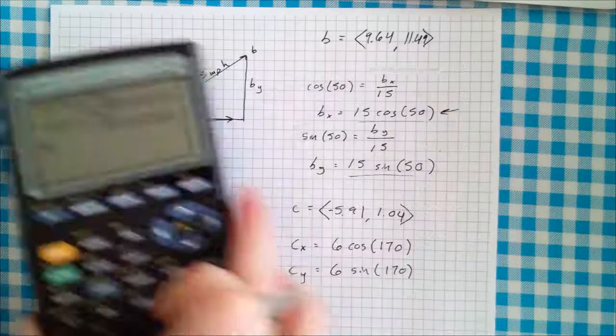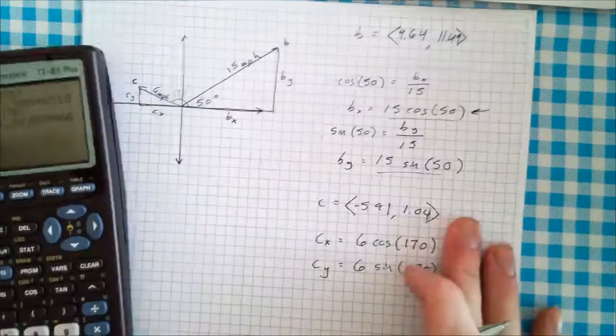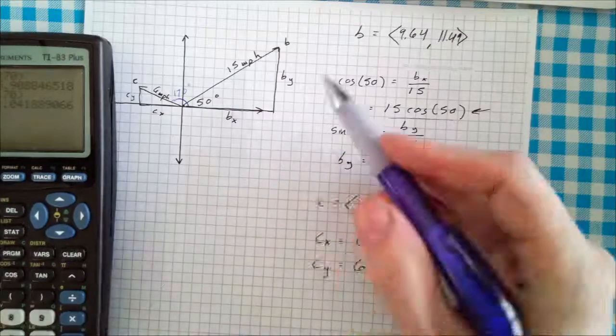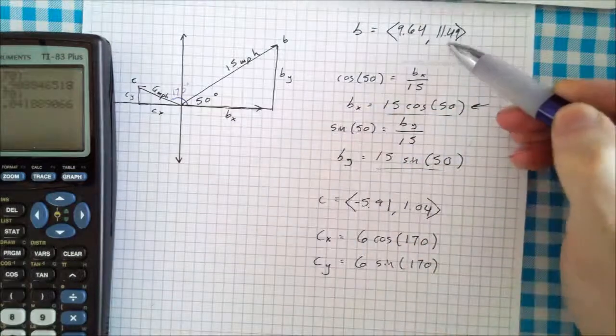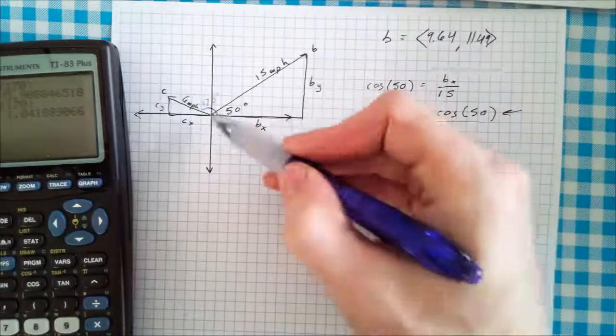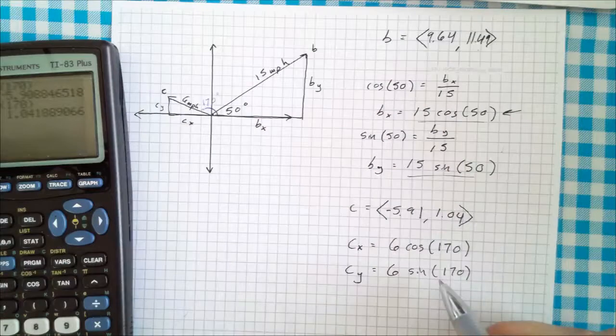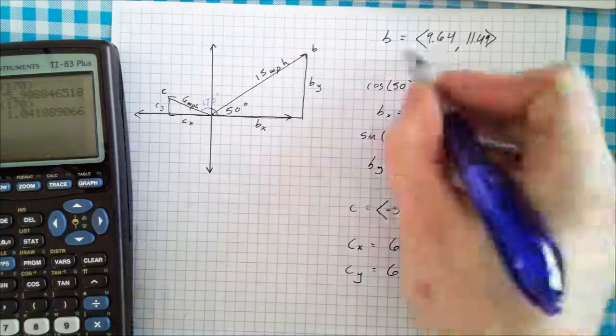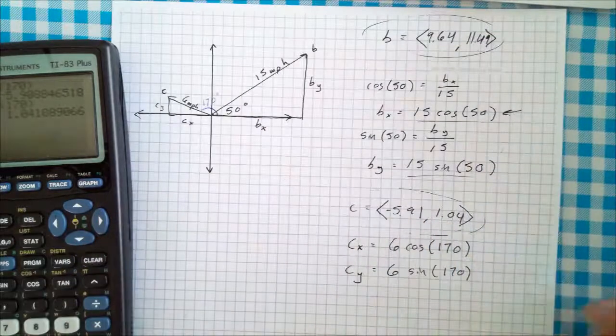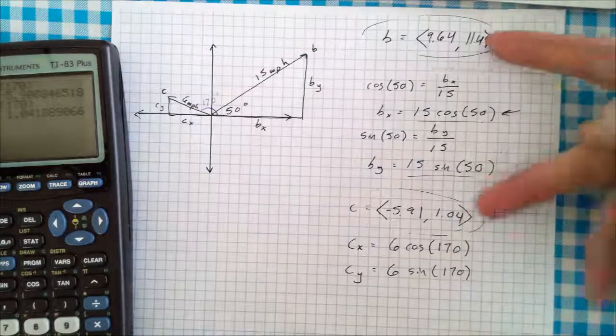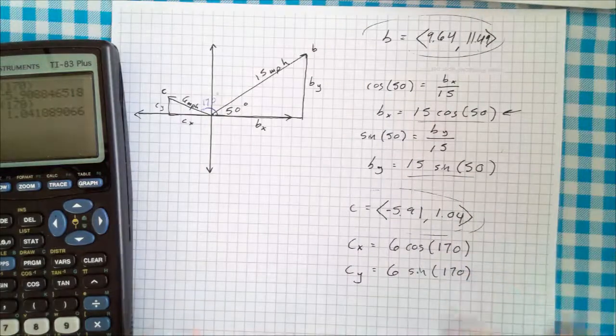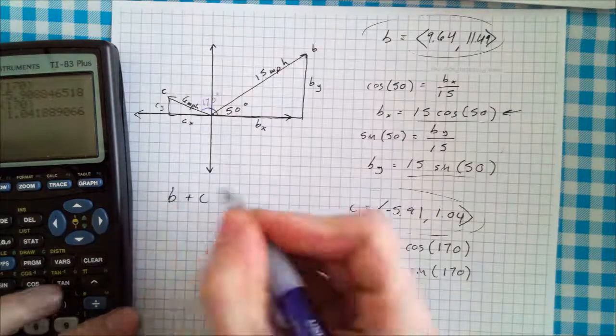Good. So we now have the boat motor vector in component form right here, and we have the current of the river in component form right here. So what do we do to get the resulting behavior of the boat? We add these vectors together because both of those vectors are acting on the boat right now. Okay, so we take B and we add C.